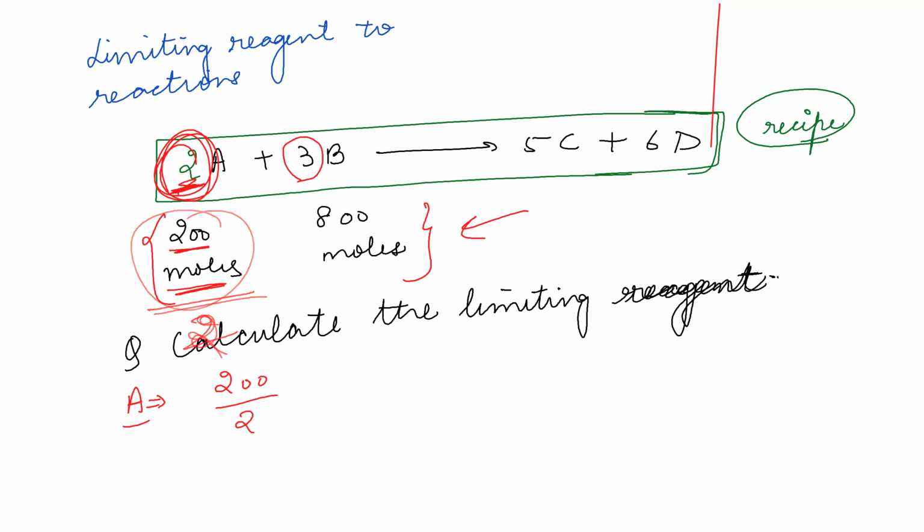And here what do we have? Here we'll have 800 divided by 3. Got the point. So when you have 800 divided by 3 and you have 200 divided by 2, here it is going to be 100 and it is going to be 800 divided by 3. So whose value comes out to be smallest? 200 by 2 is 100. 800 by 3 is somewhere around 266 point something.